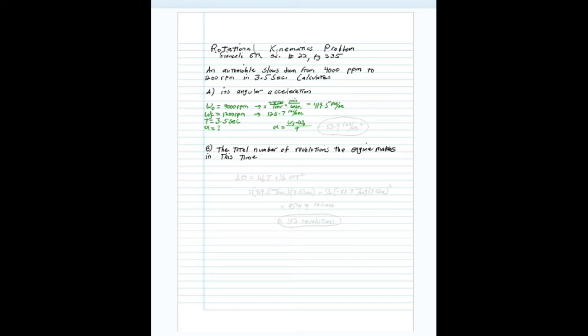So what we'll do is 419.5 radians per second. Oh, sorry, I got it backwards there. 125.7 radians per second minus 419.5, and divide by the time of 3.5 seconds, and I get negative 83.9 radians per second squared.